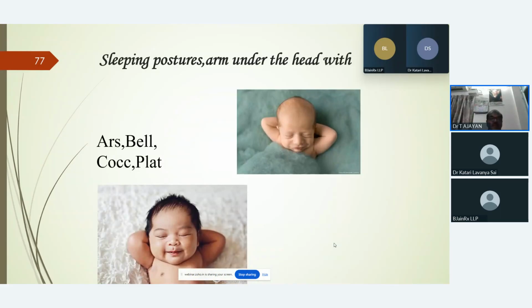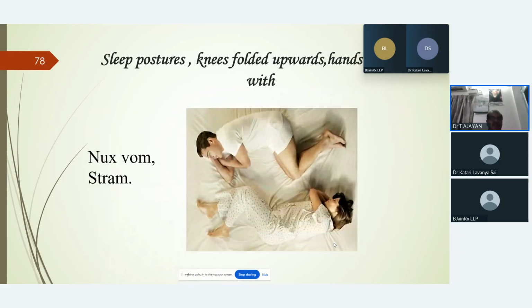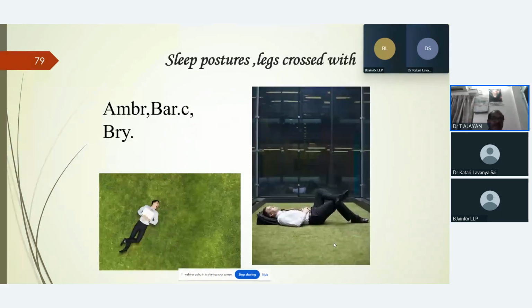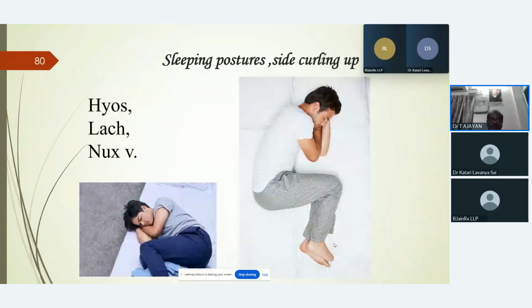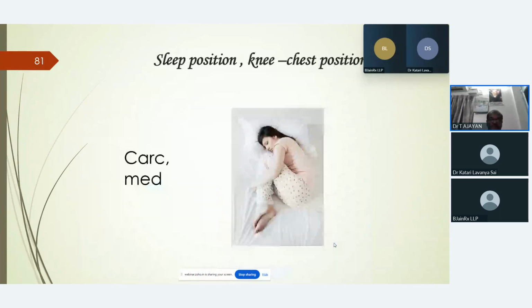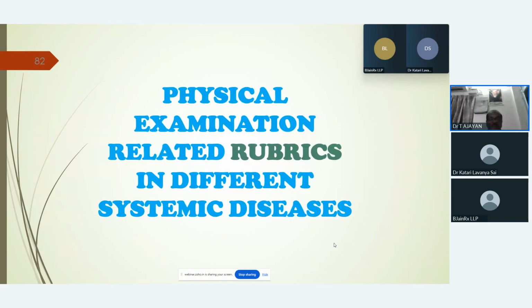Then sleeping posture, arm under the head: Belladonna, Cochlearia, Platina, these are a few drugs. Then sleep posture forwards, hands: Nux vomica and Stramonium. Then sleep posture, legs crossed while lying: Ambra grisea, Baryta carbonica, and Bryonia. Look, the sleep posture sideways curling up: Hyoscyamus, Lachesis, Nux vomica. Then the ladies almost sleep in this position: Carcinosin, Medorrhinum, Nitric acid position.